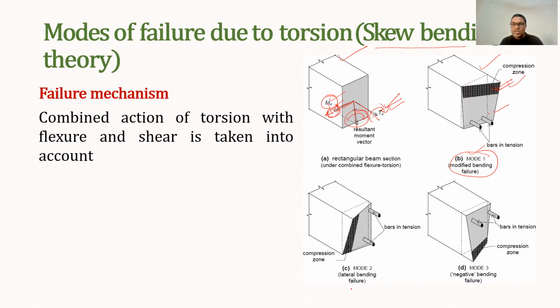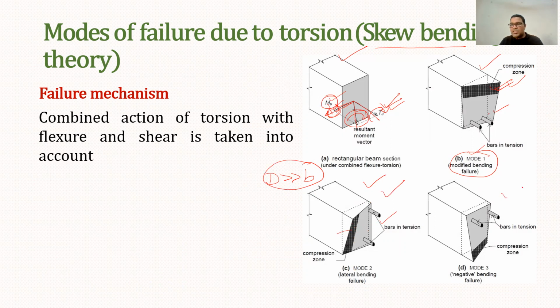Similarly, the lateral bending failure will occur when the depth of the beam is much higher than the width. In that case, this second type of failure will occur, and you can see the compression and tension faces change. Compression will occur on one face and tension will occur on the other face.